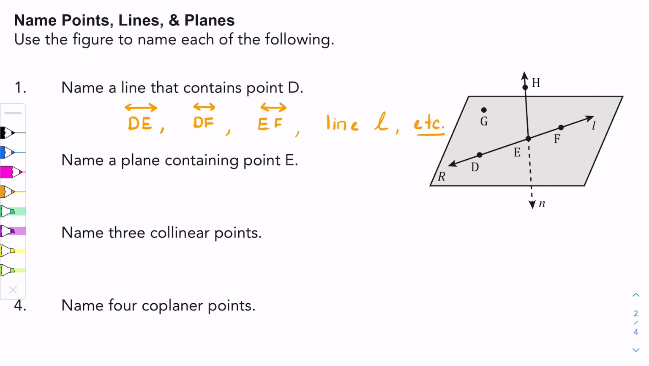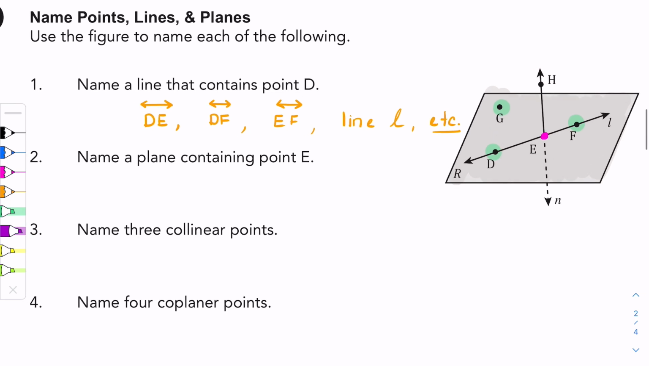Number 2 says name a plane containing point E. Well, here's point E. So if you think of this gray shaded area here as a piece of paper, you want to think what other points are on that piece of paper. So I see other points such as point G, point D, and point F. Those are the only other points I see that are on that piece of paper. It looks like point H is above, and that would be it. So point H is the only point not on that plane.